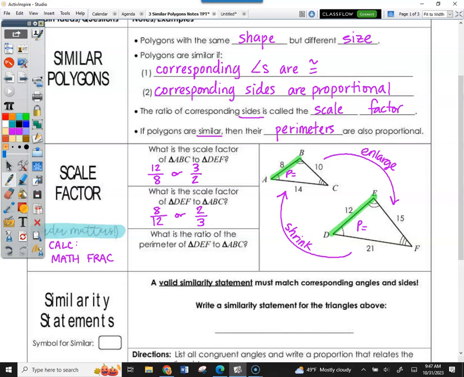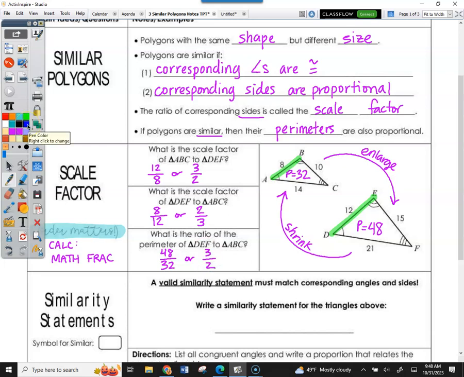What's the perimeter of the small triangle? 32? What about the big one? And it says to find the ratio of the perimeters, we're going to do triangle DEF to ABC. So 48 to 32. And reduce that, what do you get? 3/2.